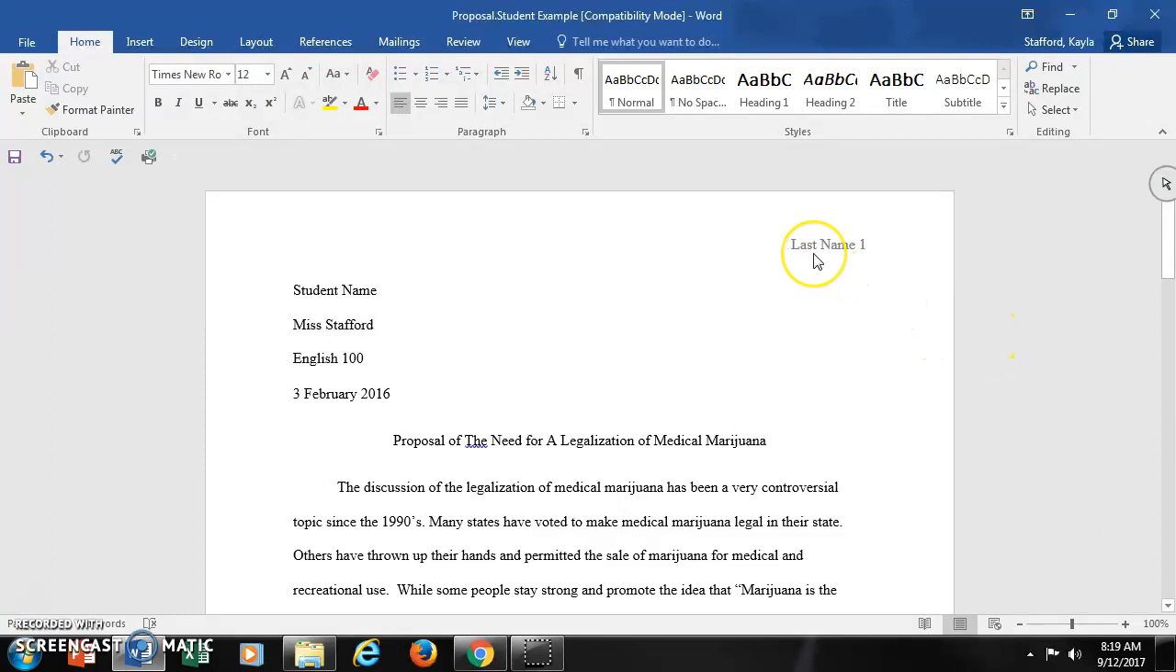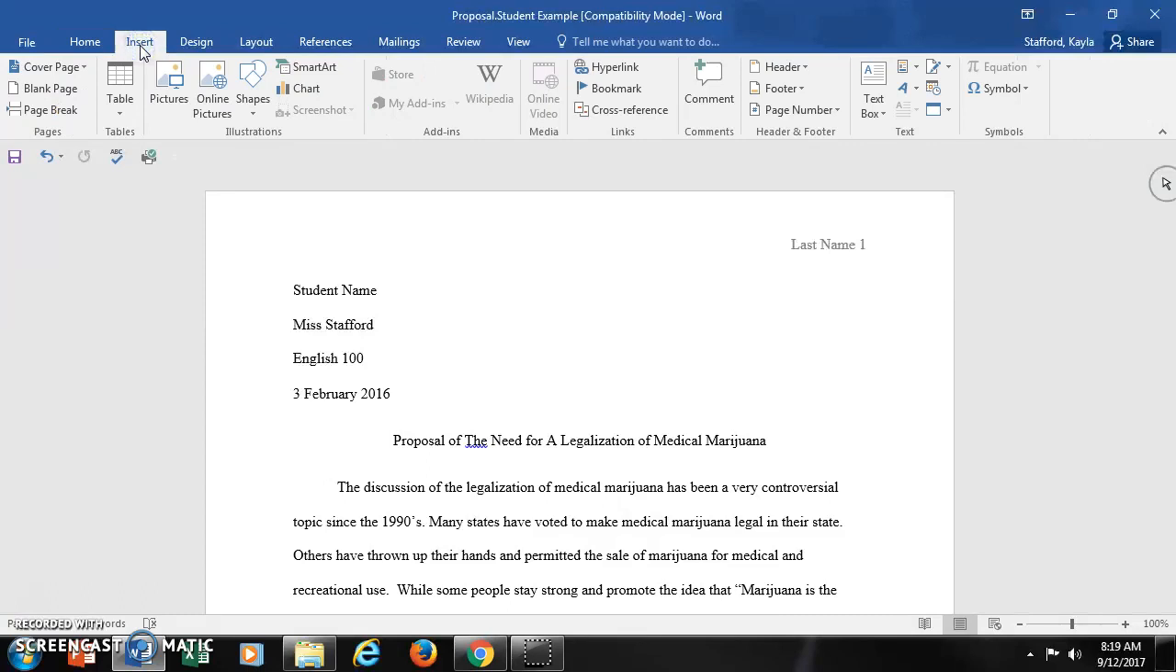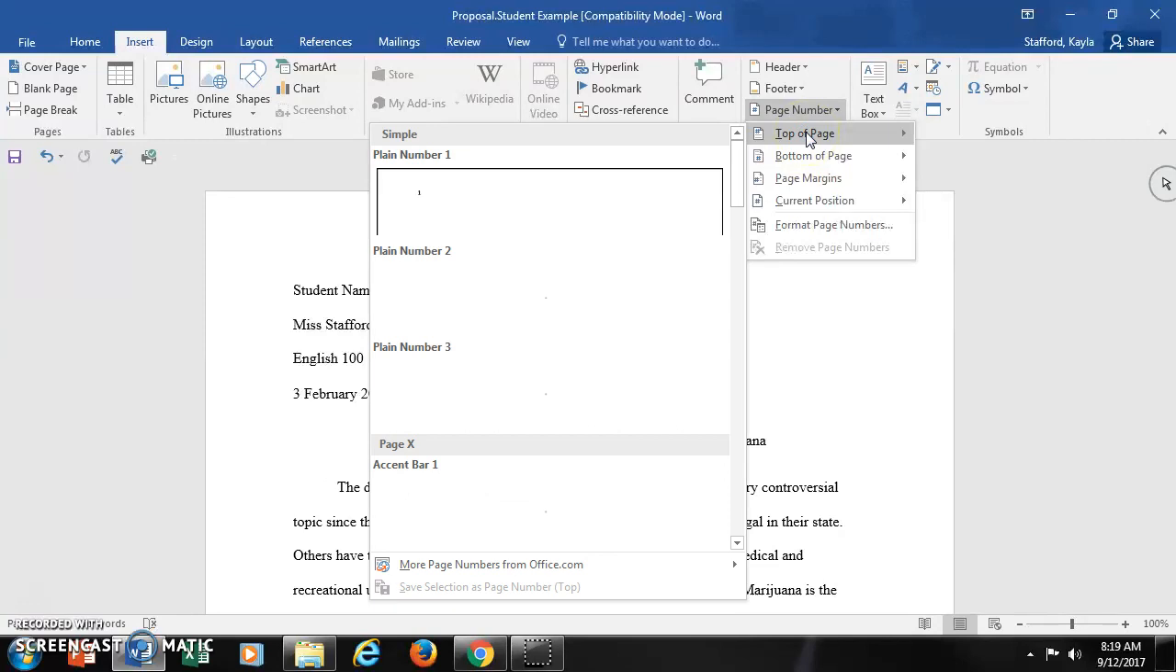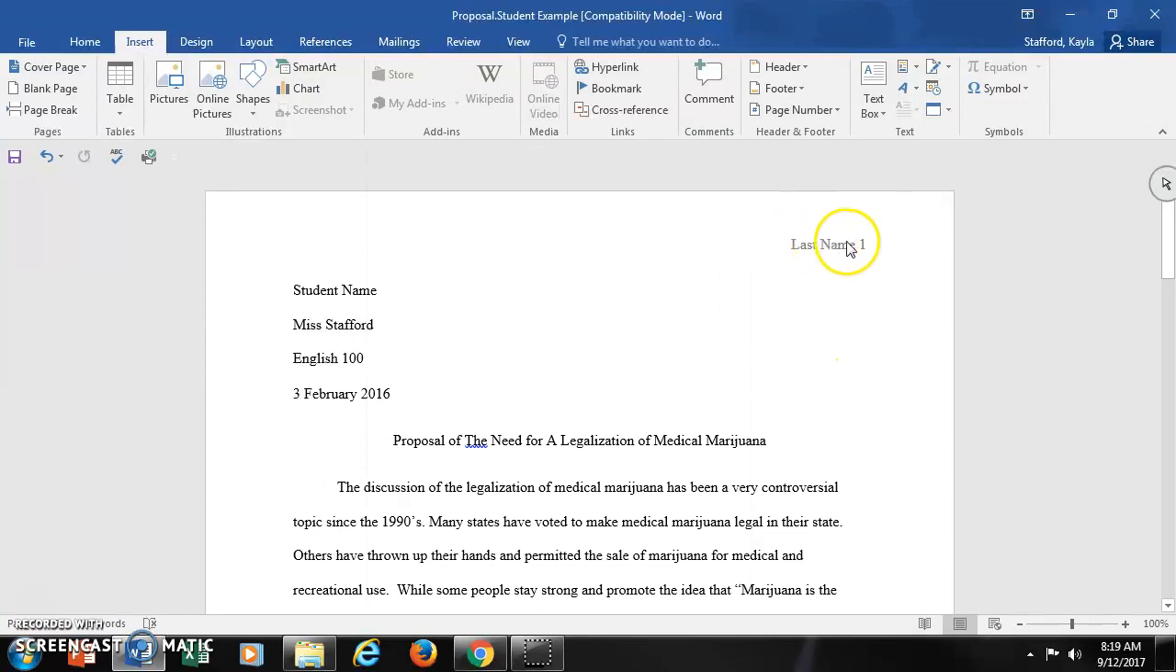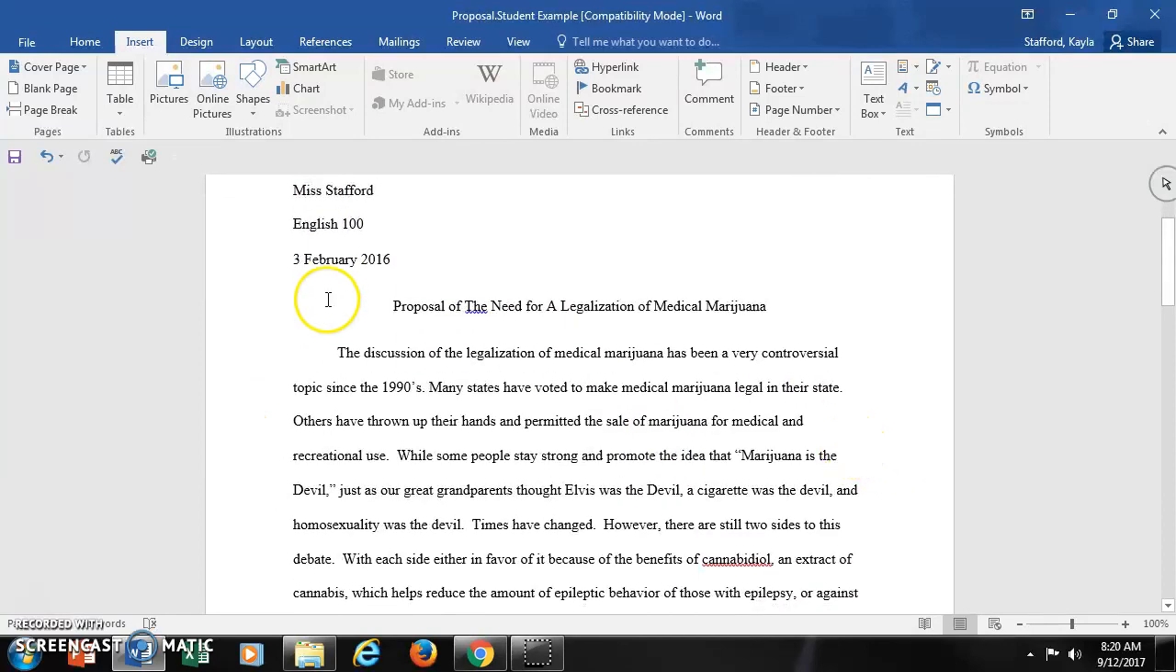Notice that the student began by inserting the page number. Make sure that you go to Insert, choose Page Number, Top of Page, and choose this page number, and then you just type your last name. You double click out of the header, and on the first page only, you type your name, my name, the course, and the date. And notice the title.